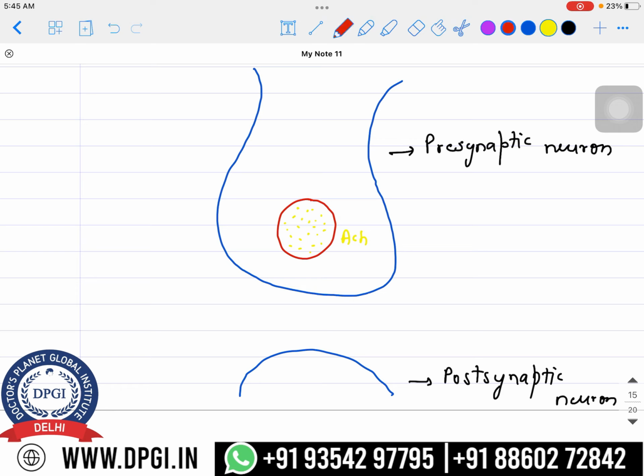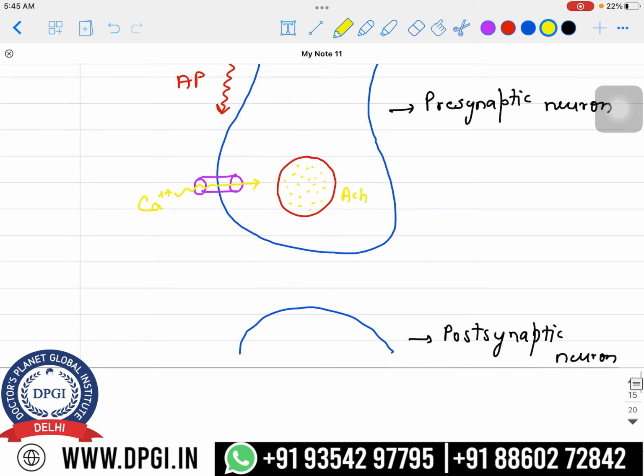What happens is that whenever the action potential comes from one neuron to the other, whenever the action potential is coming down, there are special voltage gated calcium channels present over there, right? These are the voltage gated calcium channels. So as the action potential arrives at this particular neuron, what will happen? There is an influx of calcium ions, as they are voltage gated calcium channels. So there will be a heavy influx of the calcium ions.